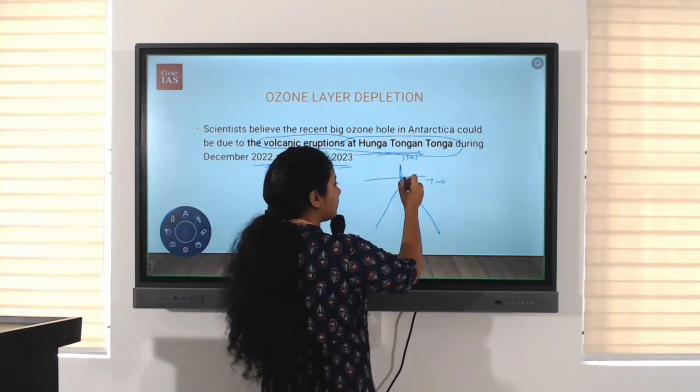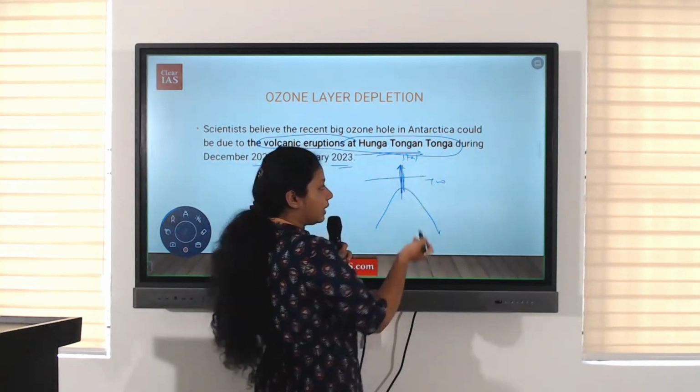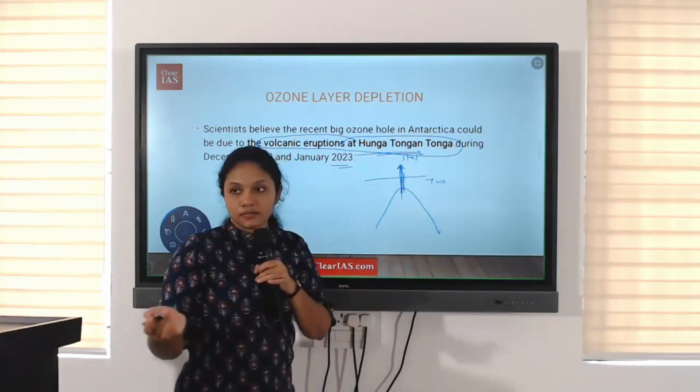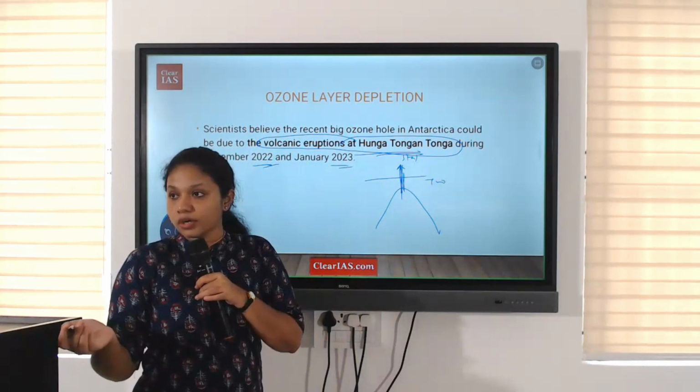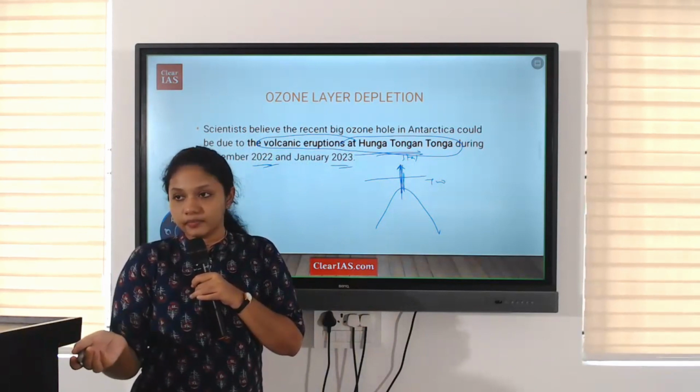The volcanic eruptions were so violent that water vapor reached the stratosphere. The major content of volcanic eruptions is water vapor, nearly 70%. Okay.